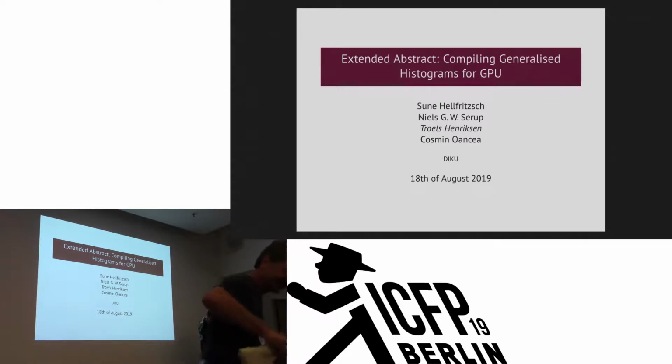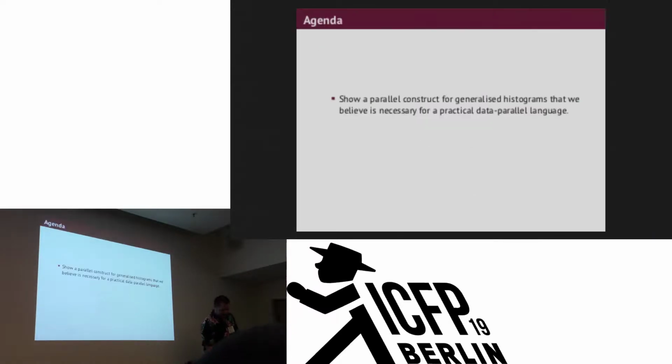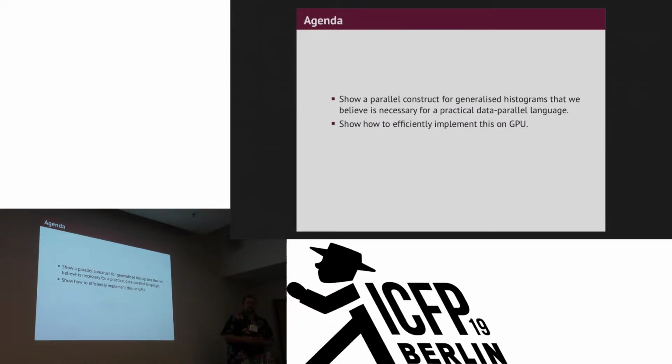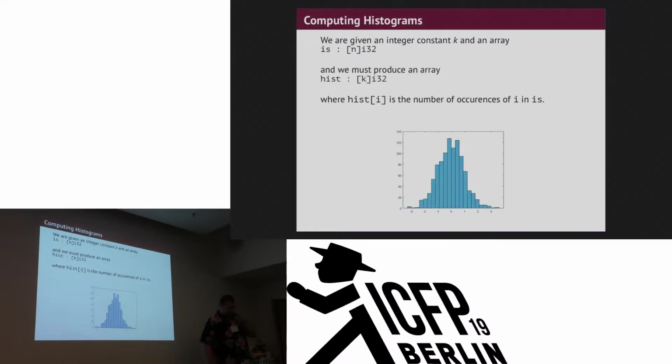This time I'm going to talk about something a little more low level. I'm going to show a parallel construct that I believe is necessary for a practical data parallel language, and I will argue why, and show why I think this is necessary. And then I will show how to efficiently implement it on GPUs. This is work in progress, so there are some things that don't work quite as well as they should yet, but I think I will manage to get the idea across.